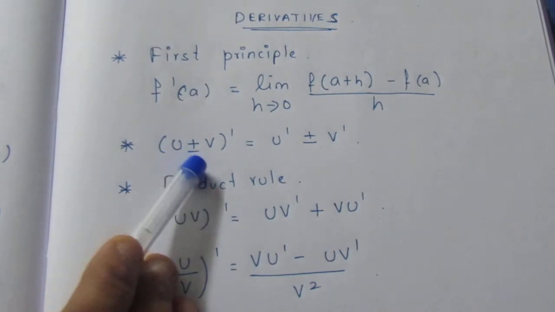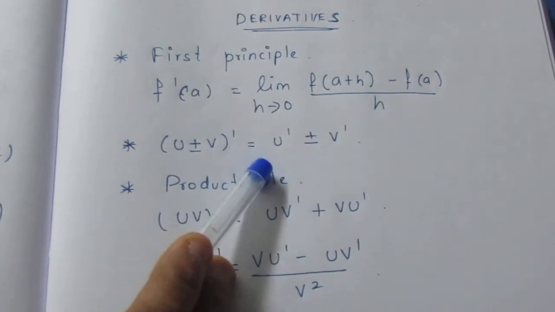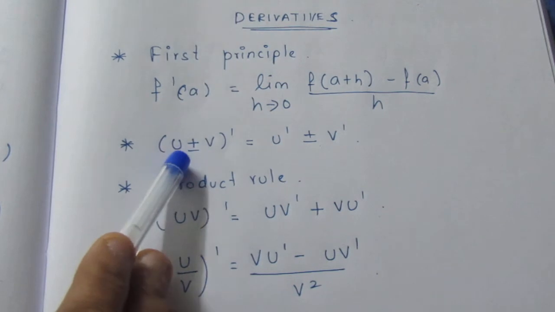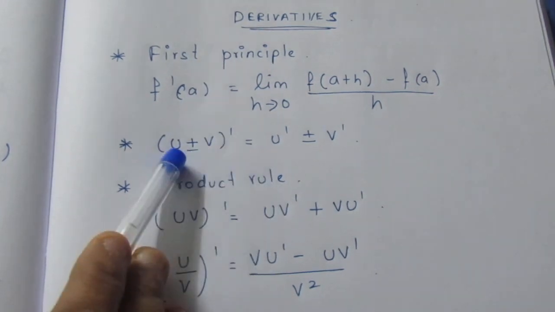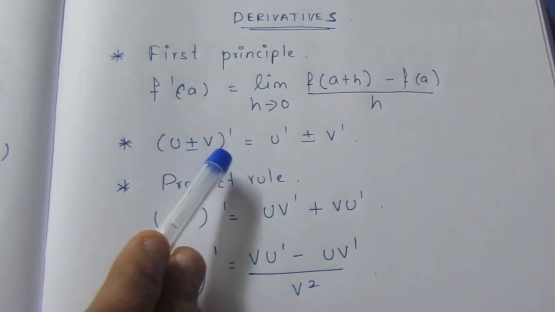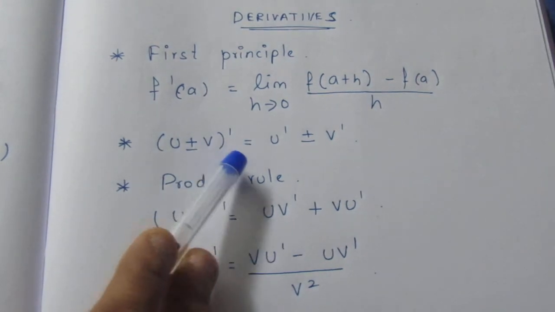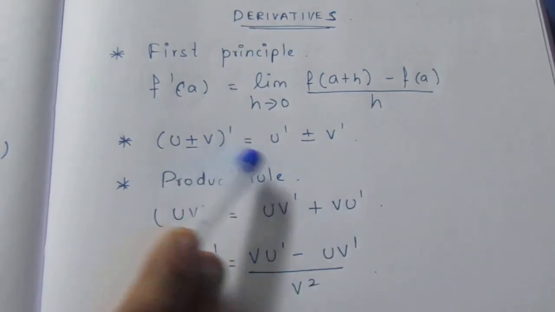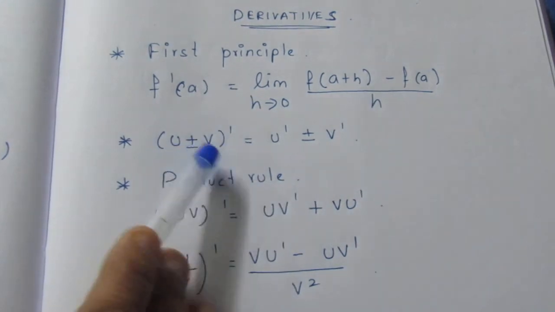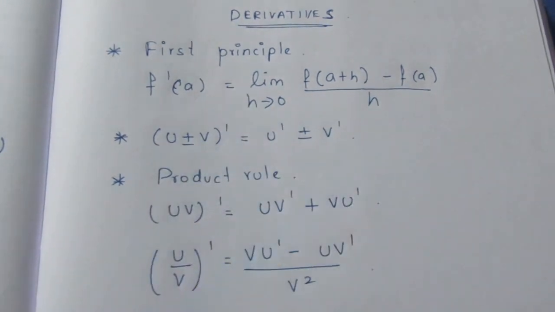So u plus or minus v derivative, the whole derivative, equals, for plus or minus you can separate, like the limit, you can separately do derivative of u plus or minus derivative of v. So for plus or minus only we can split the thing and do the derivative separately.